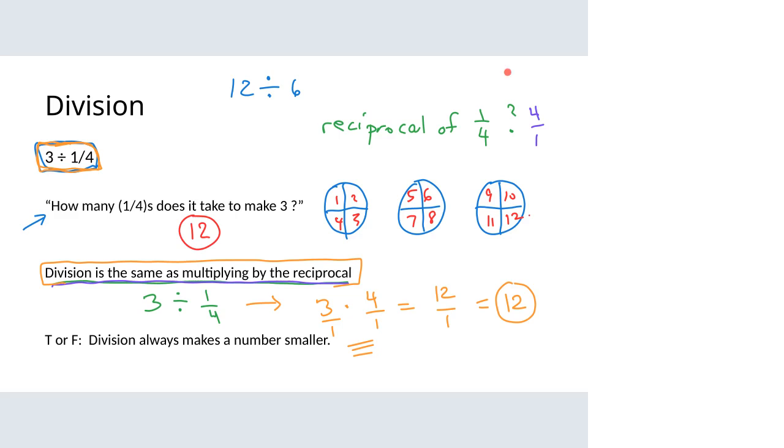Tucked in down here at the bottom of this page, I have a true or false question. Keeping in mind the problem we just did that was 3 divided by 1/4 equals 12, with that in mind, my question to you, and I'm going to throw a poll out there for this one: true or false, division always makes a number smaller. So true or false, division always makes a number smaller.